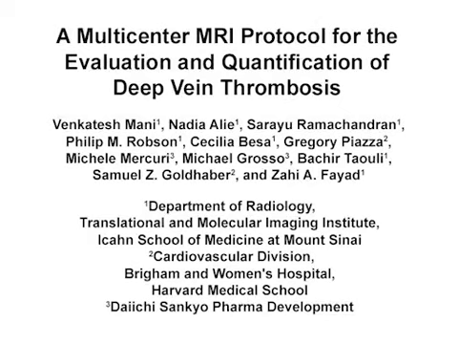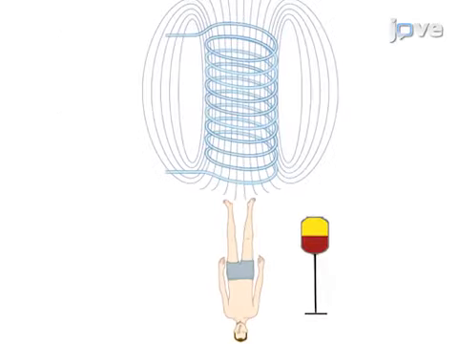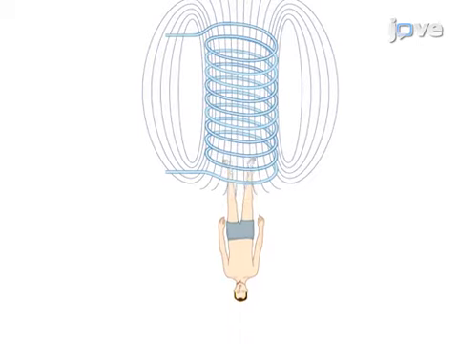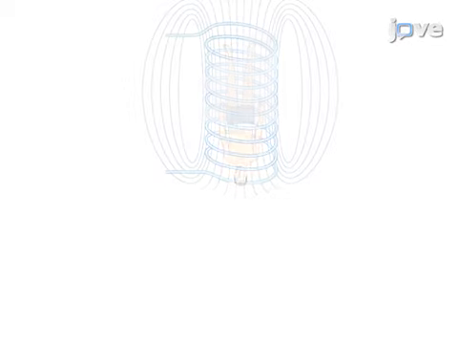The overall goal of the following experiment is to use magnetic resonance imaging, or MRI, in a multicenter setting to evaluate deep vein thrombosis, or DVT. This is accomplished by first inserting an intravenous line into the subject and positioning them into the MRI scanner.